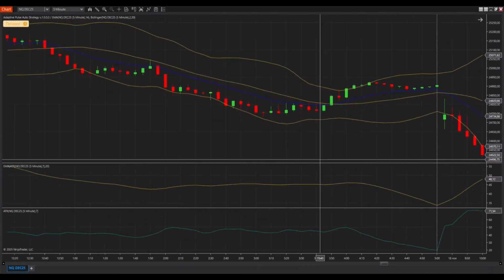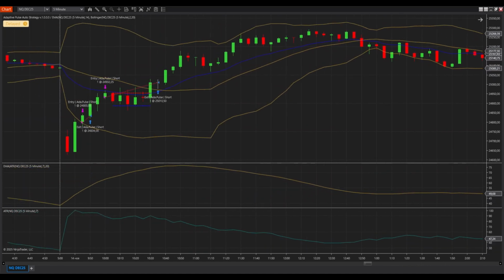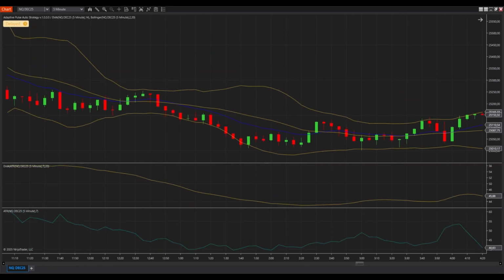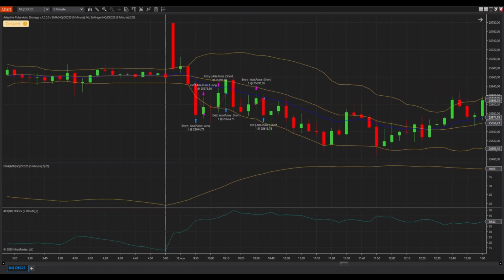Important notes. To send orders in real time, you need to turn off backtesting mode, which skips historical trades and switches to real time.